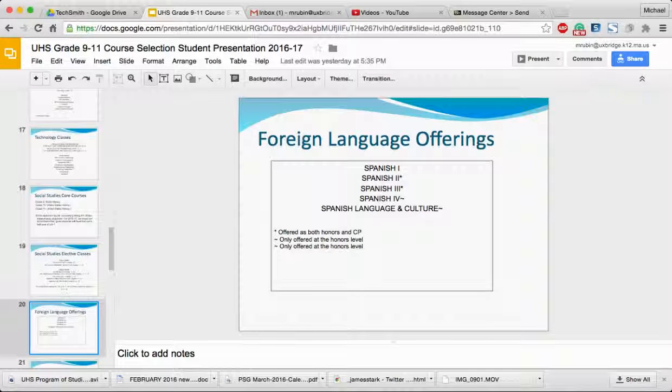Foreign language, all courses are moving to full year. Spanish 2 and 3 are offered at both college prep and honors. Spanish 4 and Spanish Language and Culture, which would be the class students who have completed Spanish 4-5 in 2016 would take, are only offered at the honors level.